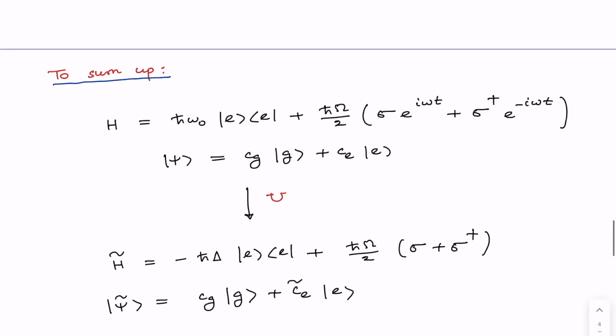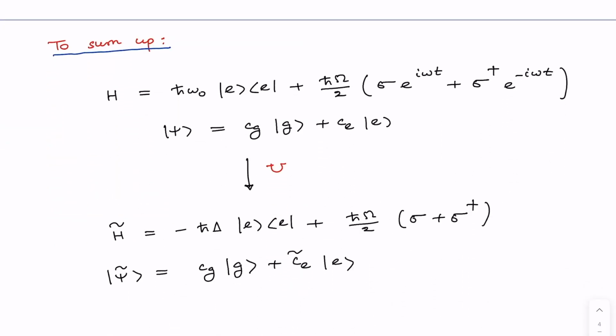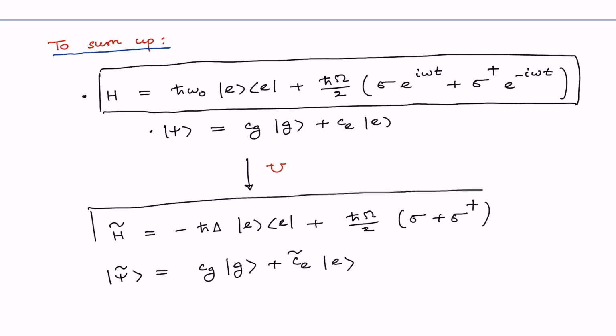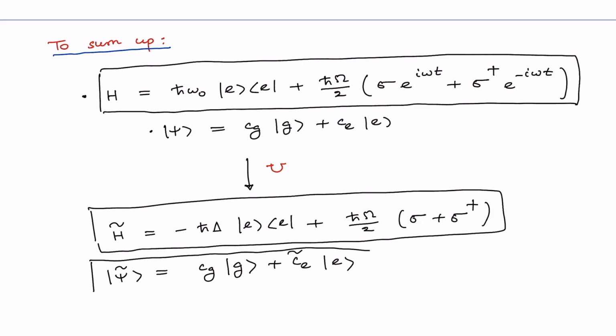Now to sum up, we originally have this Hamiltonian and this state vector. By the way, this Hamiltonian is written under the so-called RWA, or rotating wave approximation. Then, making a unitary transformation, we go over to this Hamiltonian, and the state vector now becomes psi tilde.